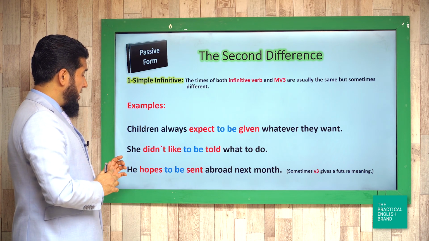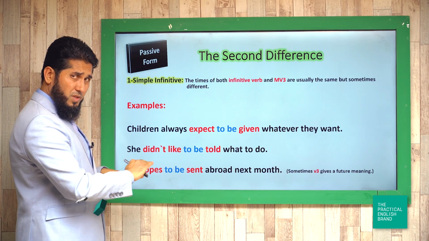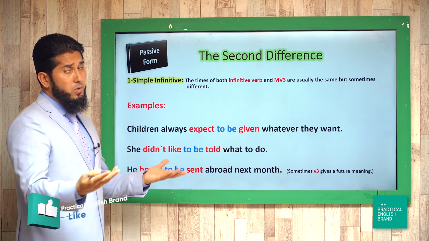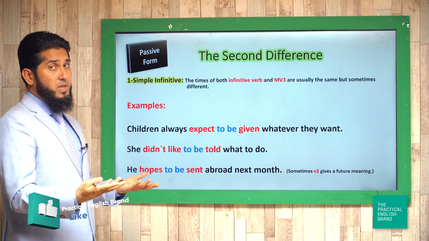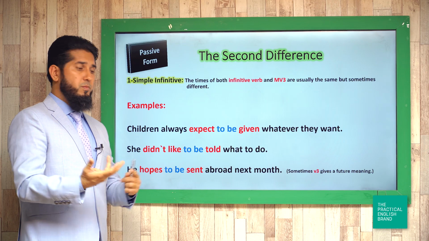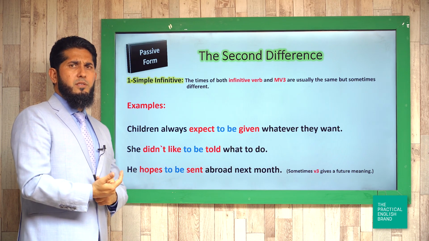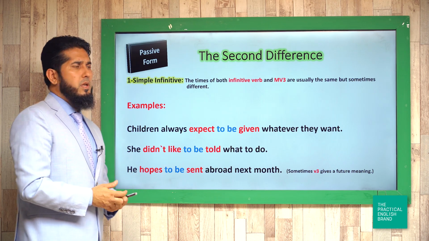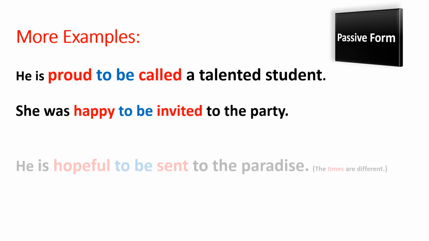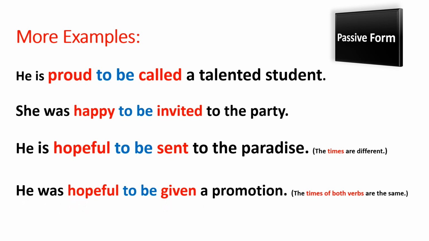Here, the times are somehow different. He hopes now to be sent abroad in the future. So it could happen sometimes with some specific verbs like hope and wish and expect. That's also possible. Now let's have a look at some more examples with adjectives over here.